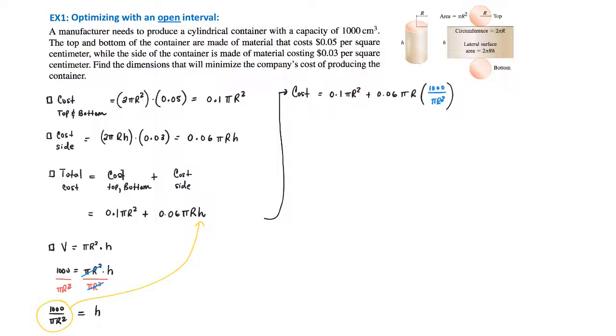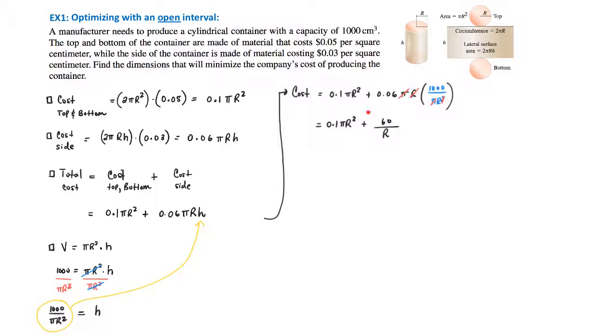So when we do that, look at this. Pi will cancel, this r will cancel, and this exponent is going to go to 1. So then we're going to end up getting 0.1 pi r squared plus 0.06 times 1,000. Let me just right away write 60 instead. 0.06 times 1,000 is just going to be 60. Divided by, in the denominator, we were only left with r.